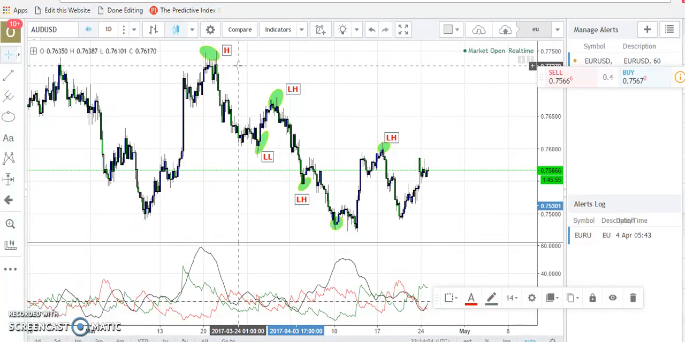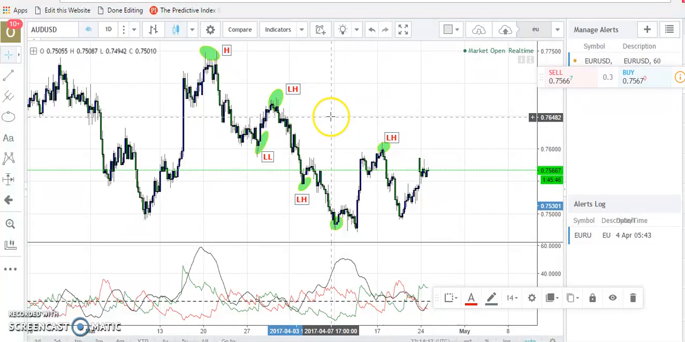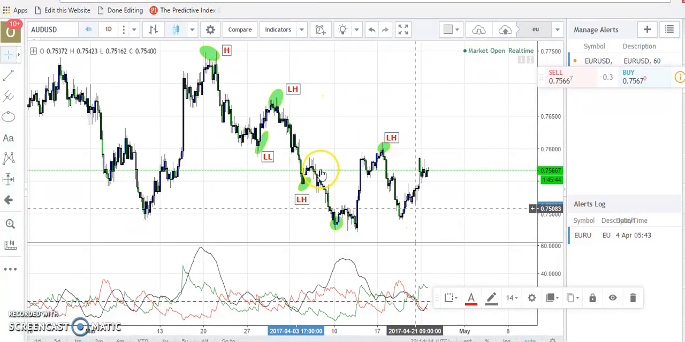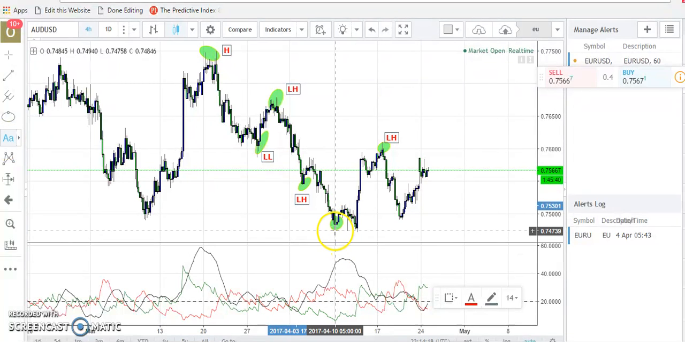Like what kind of entries are you going to be looking for? If it's a downtrend, you're going to be looking mainly for selling opportunities. If it's an uptrend, you're going to be looking for buying opportunities. That's literally that. It's that simple.